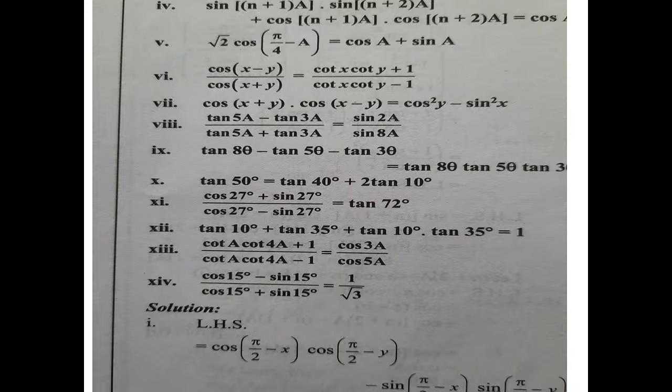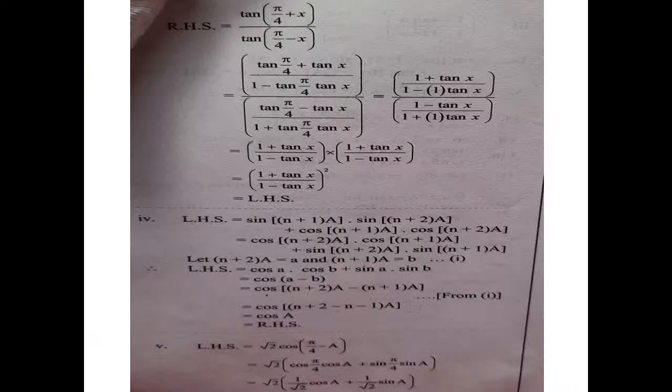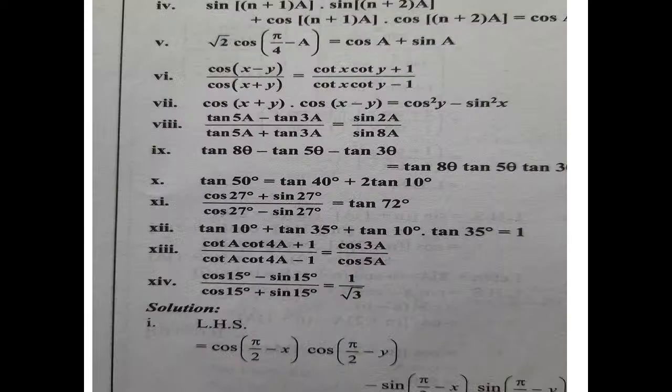Next example, we have to show that 1 minus tan x upon 1 minus tan x square is equal to tan pi by 4 plus x upon tan pi by 4 minus x.